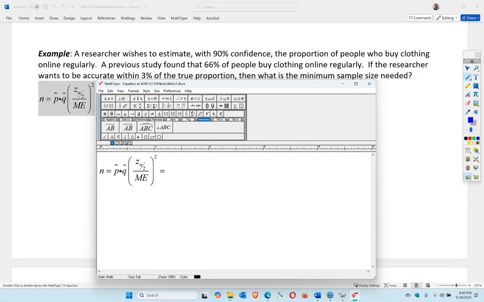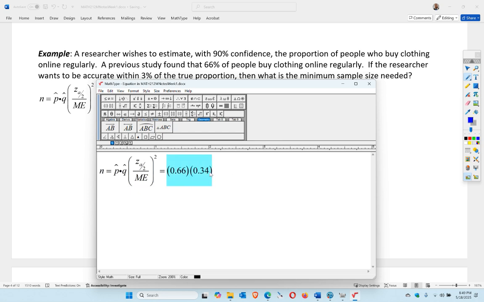So the proportion of people who buy clothing online regularly. The previous study found that 66% of the people buy clothing online regularly, for accuracy within 3% of the true proportion. What is the minimum sample size needed? So we're not really sure which one's P, which one's Q. But let's assume we do 0.66 for P, which would be 0.34 for Q.